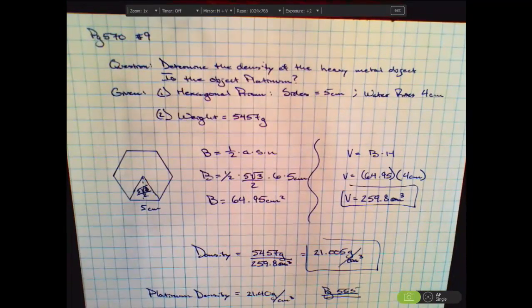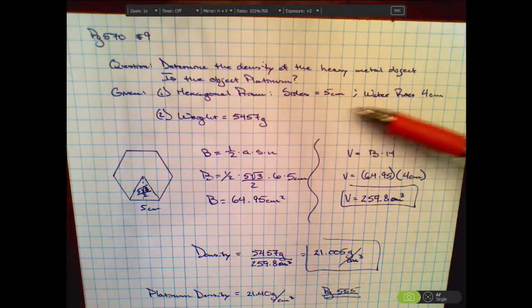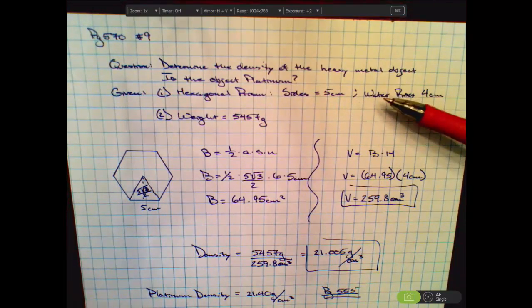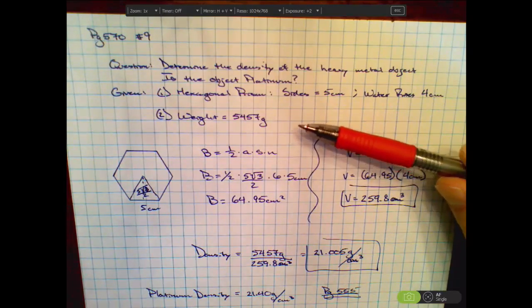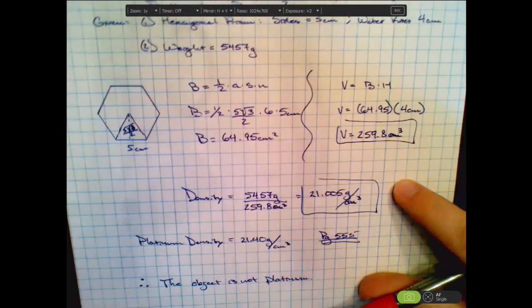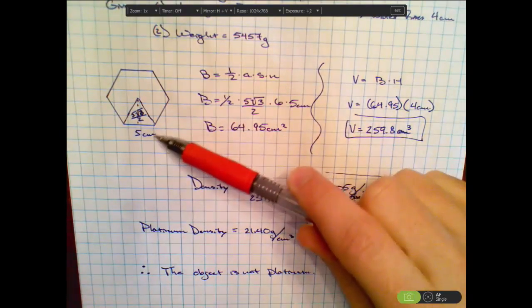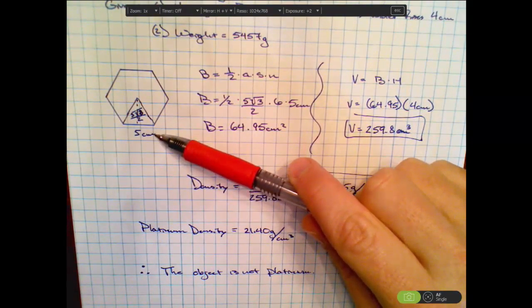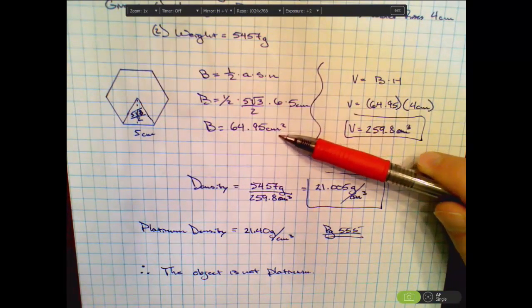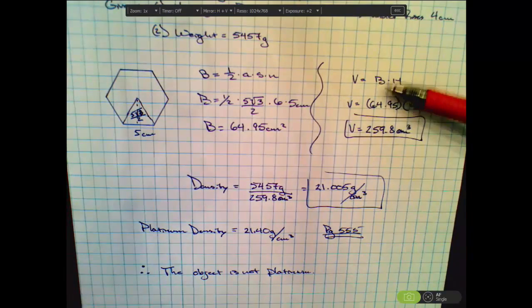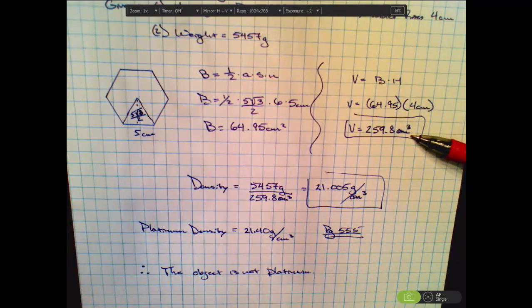And then finally, your last question here, question number 9, it says, determine the density of the heavy metal object. Is it platinum? So they took a hexagonal prism, side lengths of 5 centimeters, and the water rises 4 centimeters. They also tell us the weight of the object was 5,457 grams. So if it's a hexagonal prism, we have a side length of 5. We'll have an apothem of 5√3/2. I can use that information to solve for the area of the base. Area of the base times the height gives me a volume of 259.8 cubic centimeters.